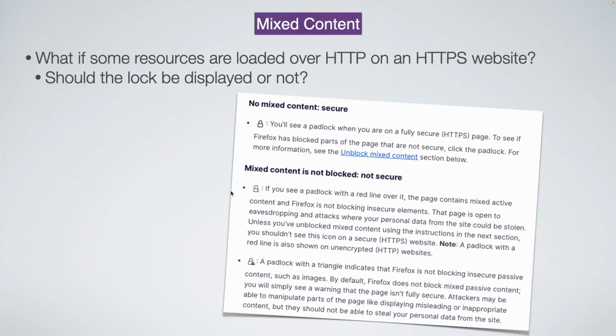And there's different icons depending on the browser. So Firefox was the example. So if everything comes down over HTTPS, then you'll get a lock, there's no question there. If you see a lock and there's a slash over it, it means that you're mixing content. So mixed content is the technical term for what's happening here. It means some of the stuff's coming over HTTP and some of it's coming over HTTPS.